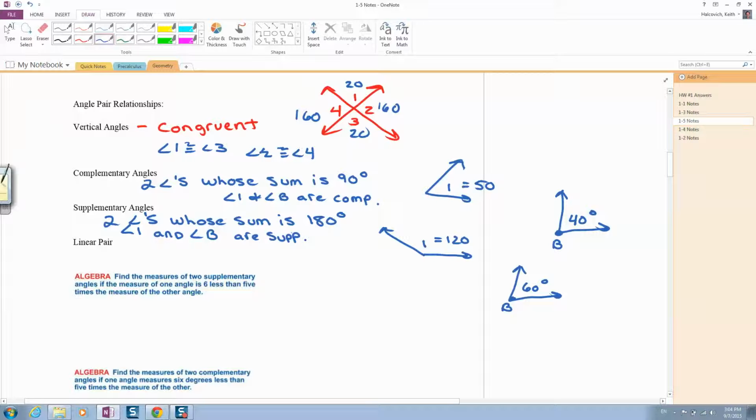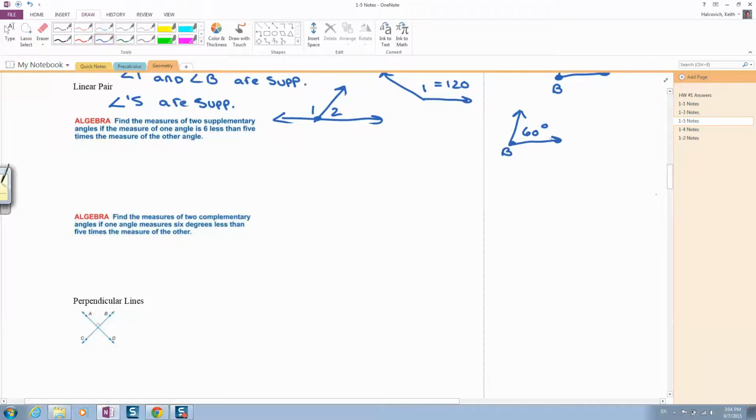A linear pair also, the angles are supplementary, because a linear pair, remember, is two adjacent angles whose non-common sides are opposite rays. So angle 1 and 2 are a linear pair, and they would be supplementary. So here are these questions.